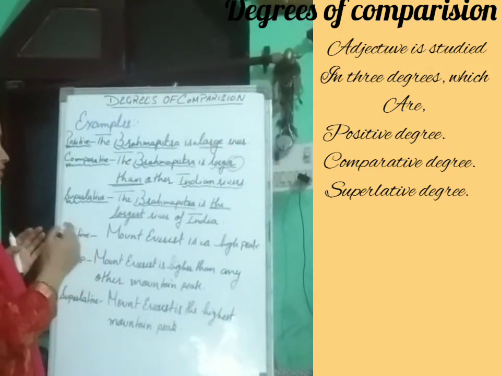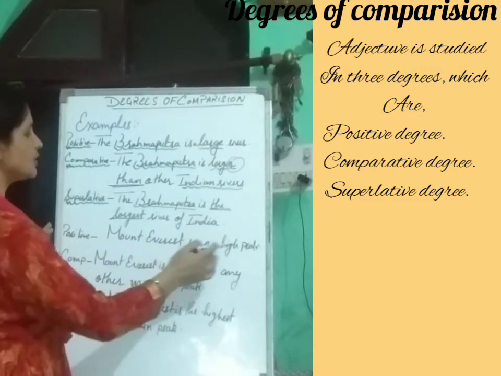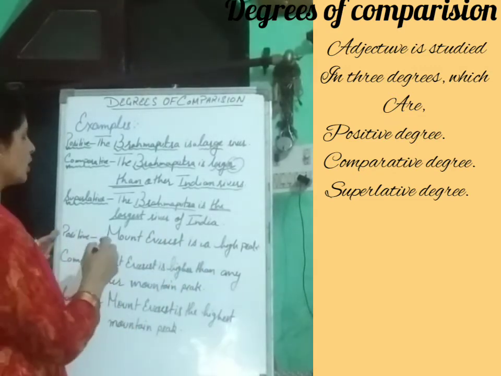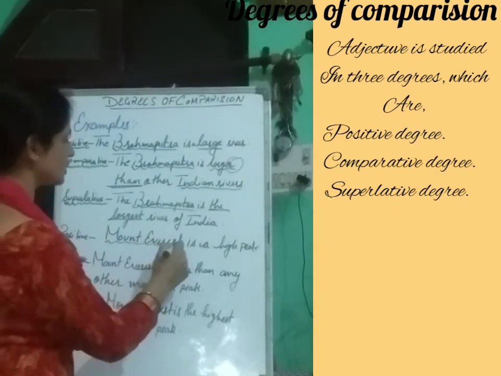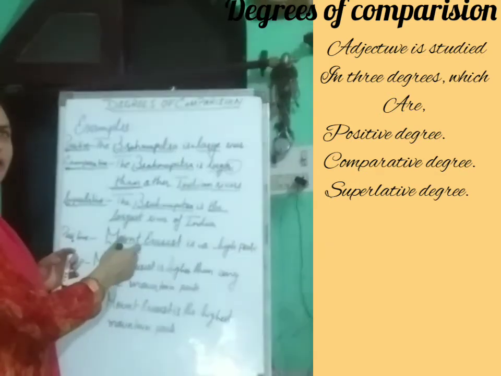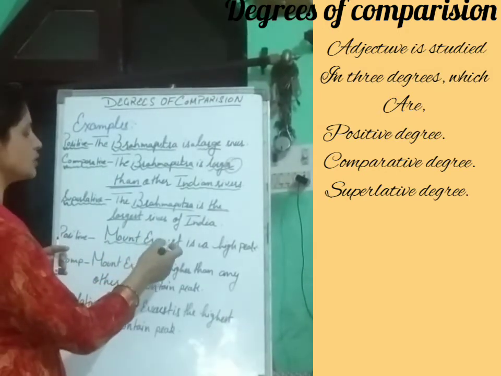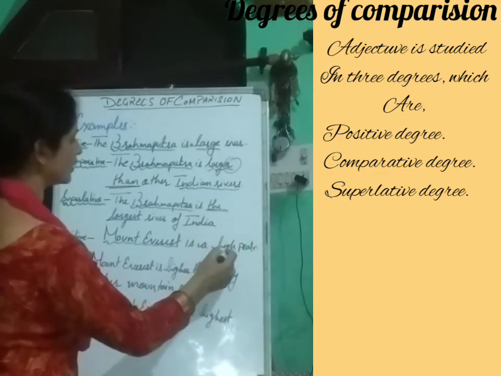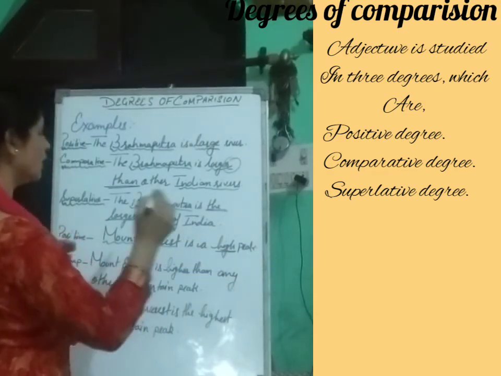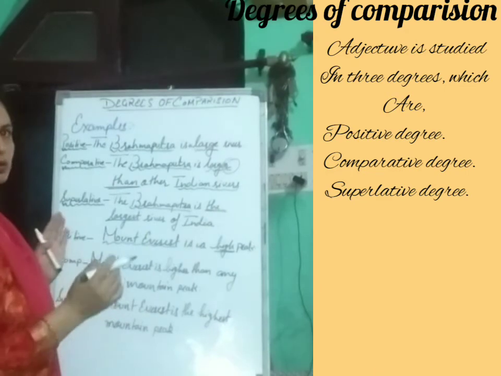Now we move to the next example, that Mount Everest is a high peak. Okay, so Mount Everest is a noun here, and we are qualifying this noun Mount Everest, and what is the adjective here? That is high. Okay, so Mount Everest is a high peak, no comparison.